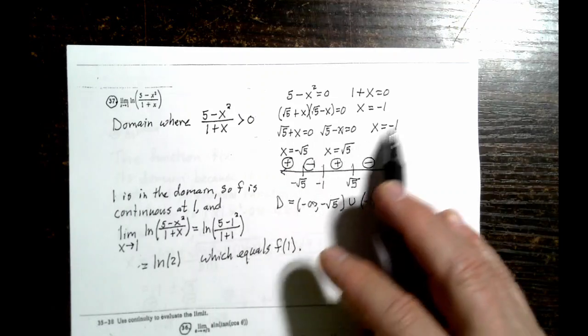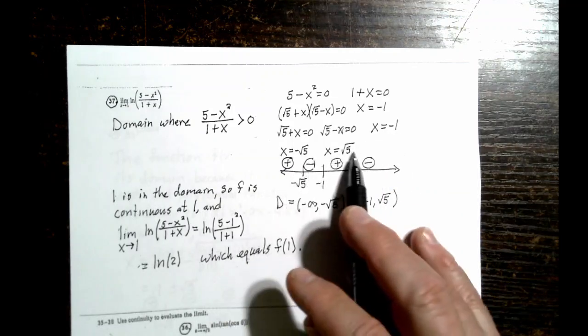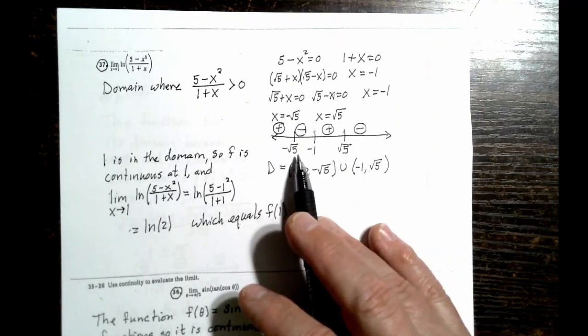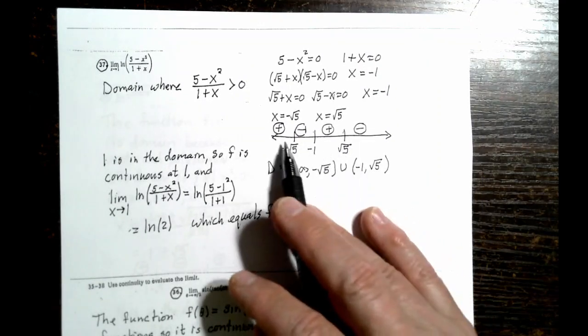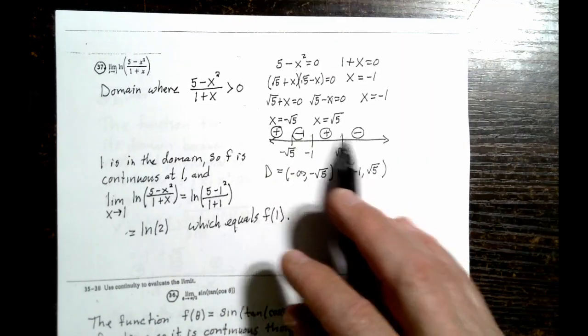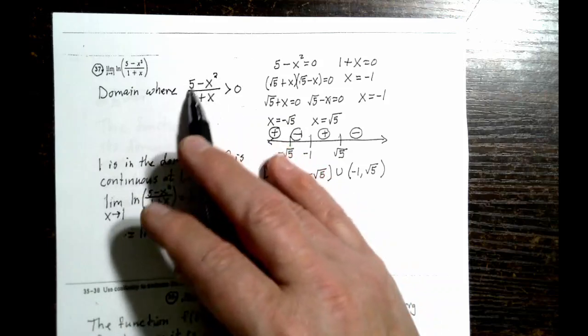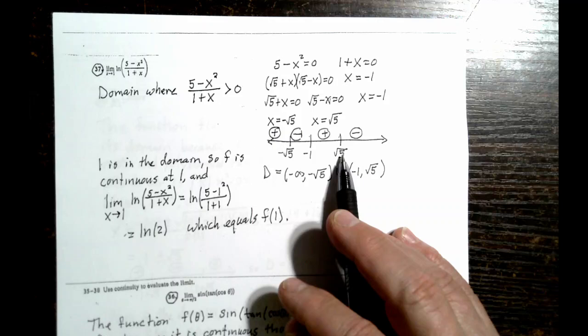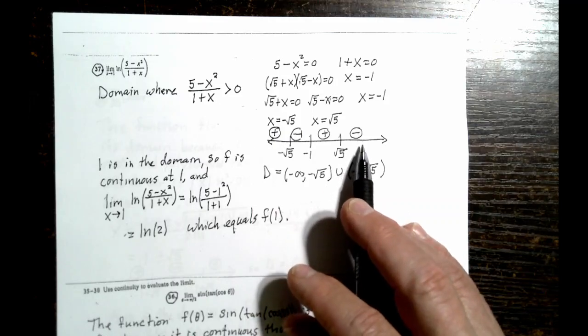And I got these three values, minus 1, root 5, and negative root 5. And you divide up your number line with those three numbers, which gives you 4 regions. And now you check a test value in each region with the original inequality. Okay, so root 5 is a little bit greater than 2, so you might want to try 3.